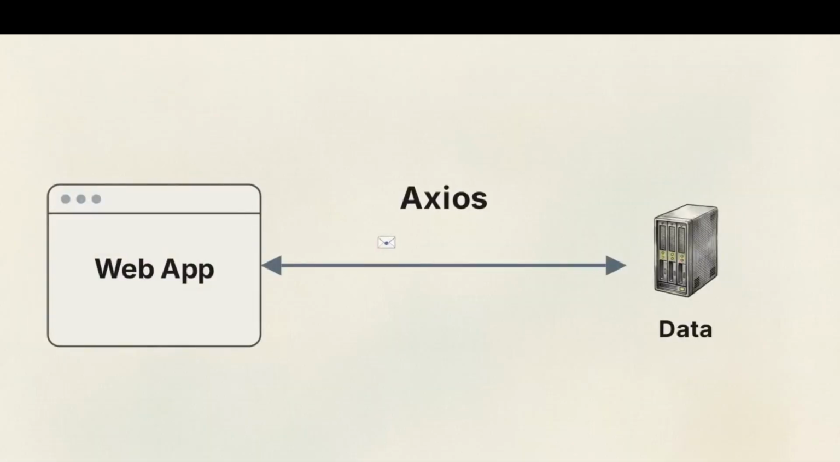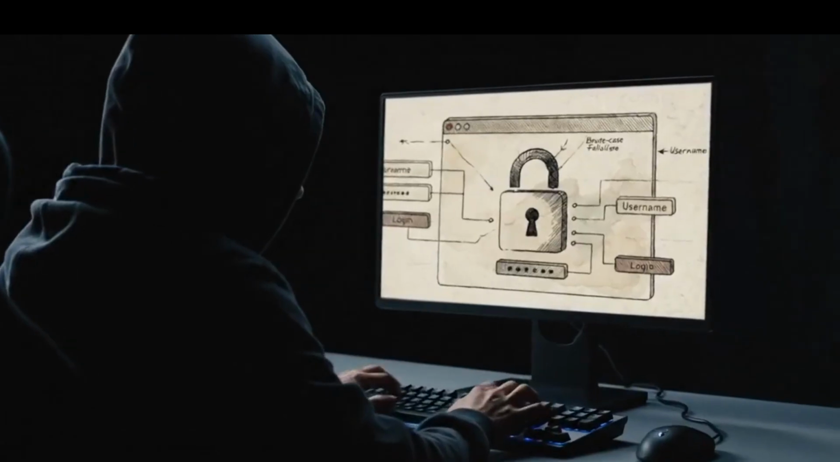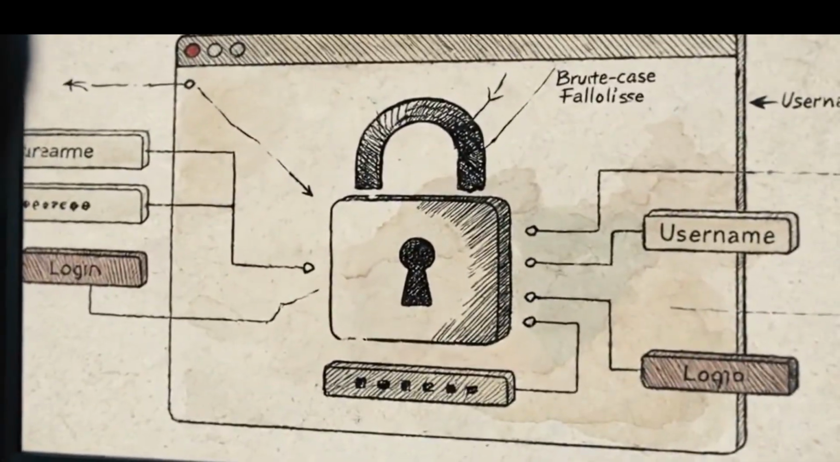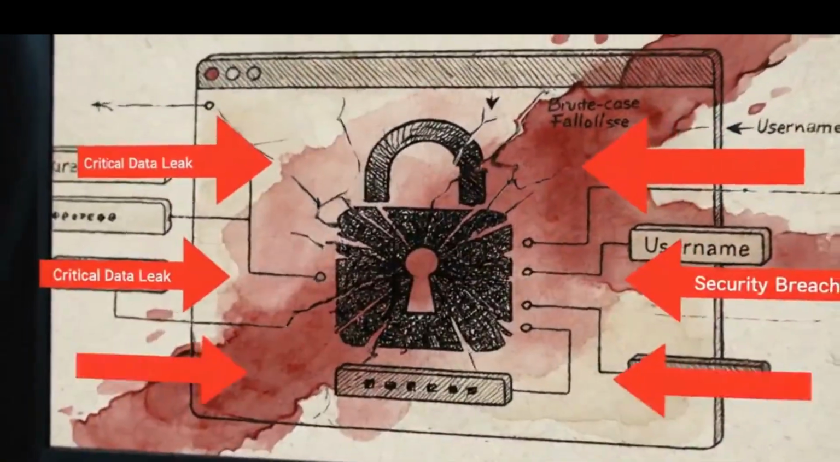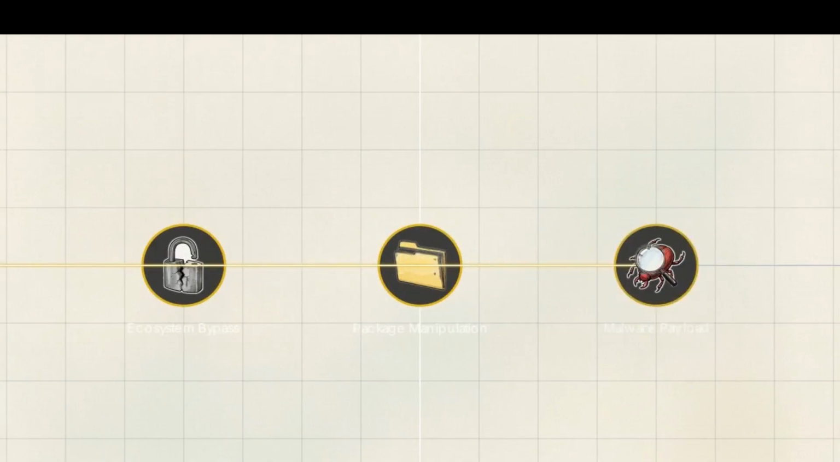Structurally, Axios is a promise-based HTTP client for JavaScript. It functions primarily as a transitive dependency, automatically installed by countless enterprise applications without direct developer intervention. In this incident, threat actors compromised an authorized maintainer's NPM account, injecting malicious code to achieve cross-platform remote code execution. We will deconstruct the architecture of this attack, tracing the initial ecosystem bypass to the deployment of environment-aware malware.